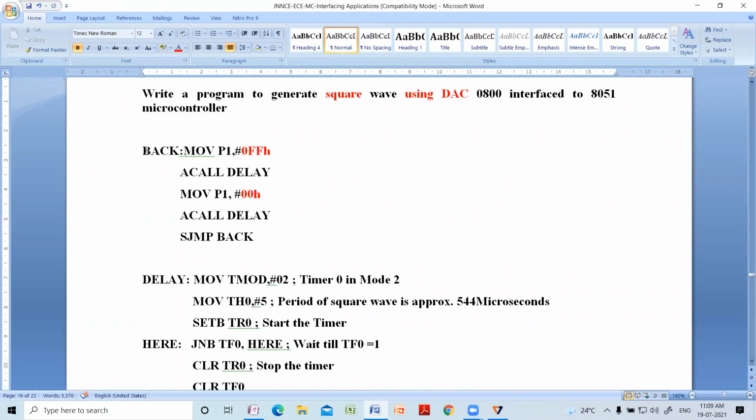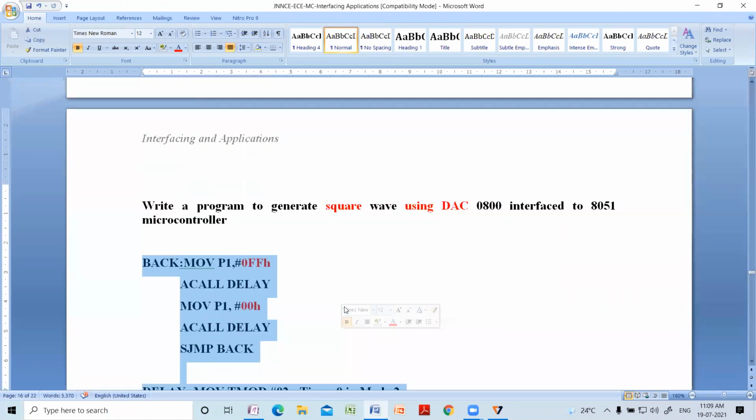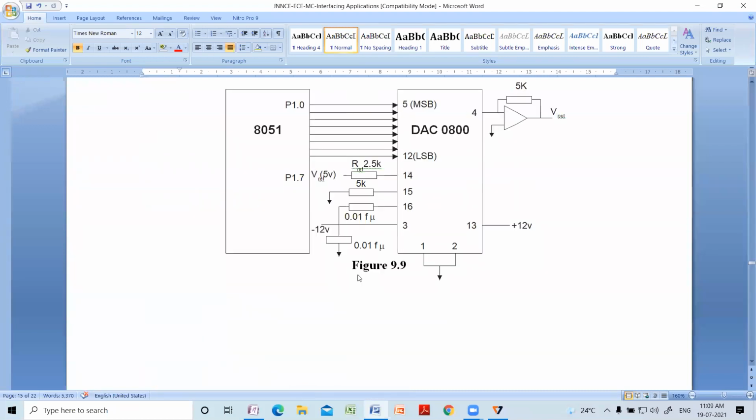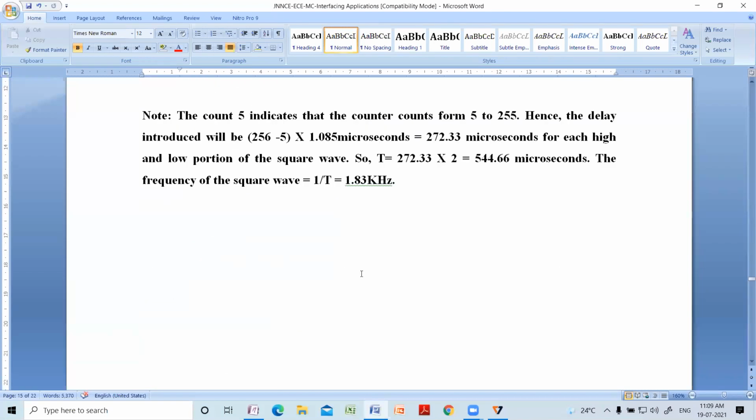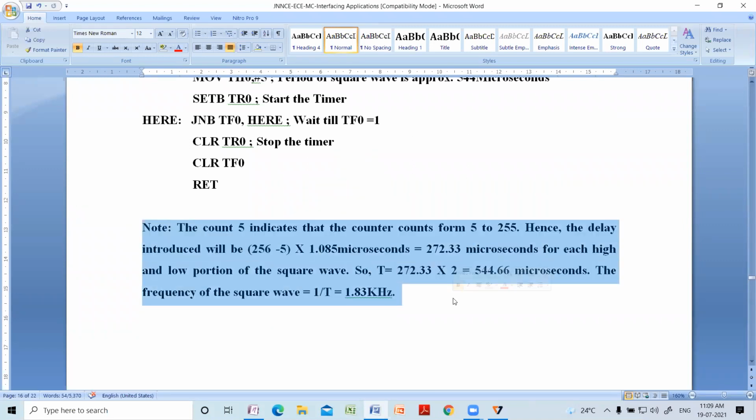So this program in the theory also we have seen. Generating a square wave using the timer. That you have seen already. So note also very clearly, the count 5 indicates that the counter counts from 5 to 255. Hence the delay is 256 minus 5 into 1.085 microsecond. So that we have discussed, why it is 1.085.